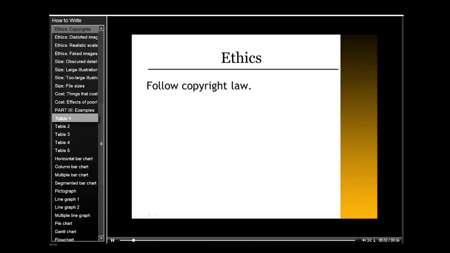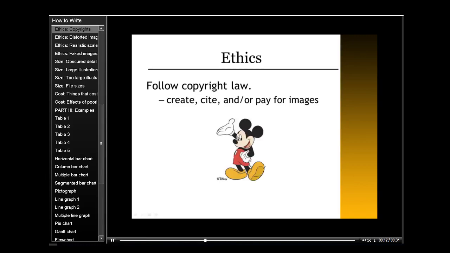You want to follow copyright law. If you're going to use an image of some sort, even a table, you need to either create, cite, or pay for the thing. So, if we're going to use Mickey Mouse, can I use him here legally? Oh, this is a good question. I can use him because of fair use. I'm using it to educate you. I'm not making a buck off this. But if you were going to use some sort of trademark copyrighted image, you can't just go ahead and use it. Got to pay for it.